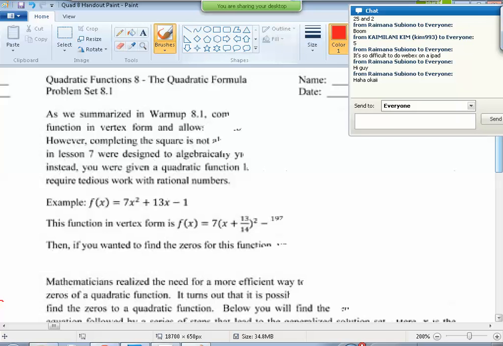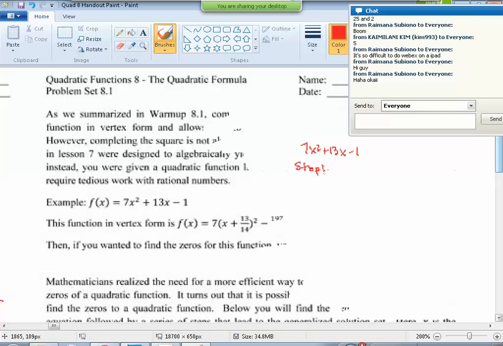All right, so I'm going to do this one: 7x squared plus 13x minus 1. What I want you guys to do is write down the steps that I tell you to do. I'm going to tell you what I'm going to do, and I want you to write down why I did it. So write down the word step 1, and then start writing.